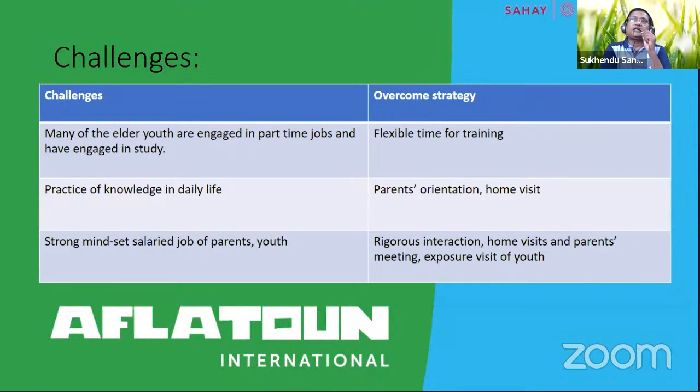Yes, there is a lot of success I have already shared with all of you, but there are some challenges. Challenges are basically that many of our elder youth are engaged in part-time jobs and in study. So for them, it is hard to participate every time in the Aflatoun program. So how did we overcome the challenges? The overcoming strategy was flexible time for training. That's why I have already shared that the time is flexible for them.